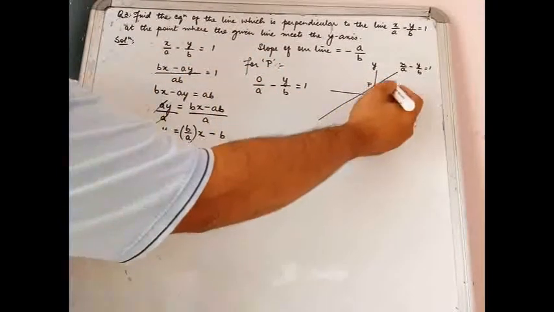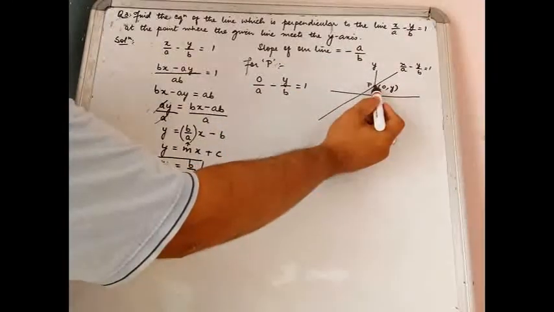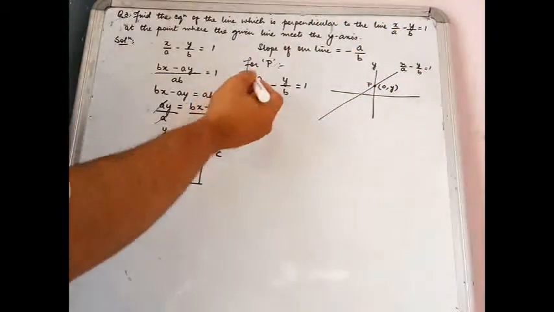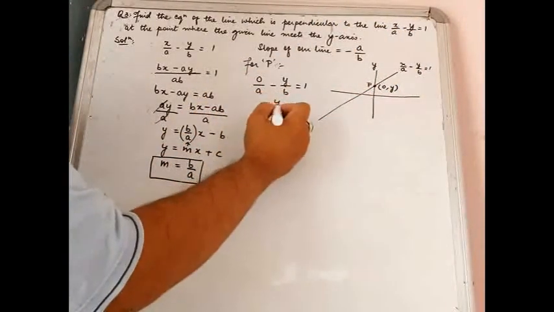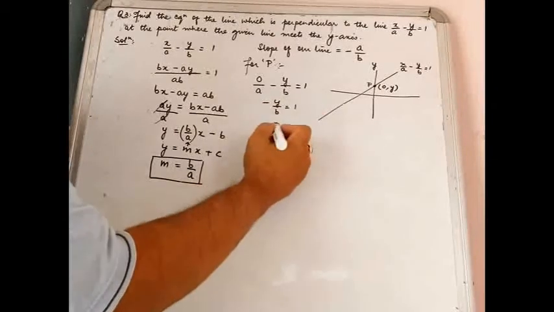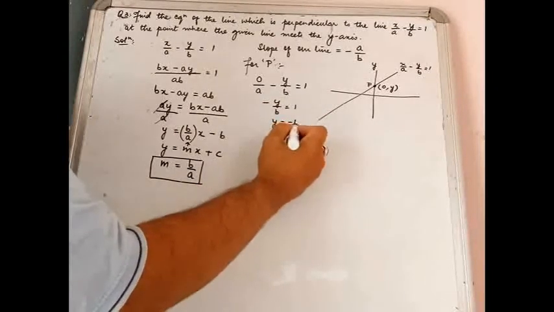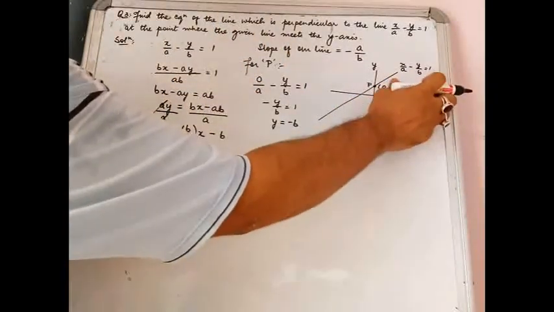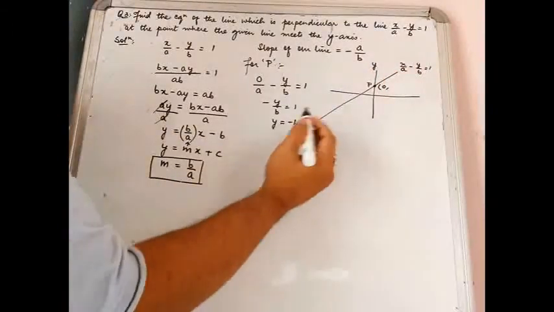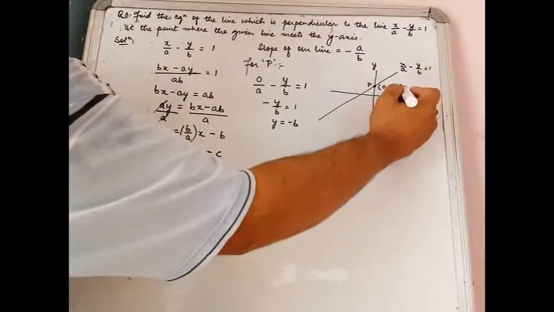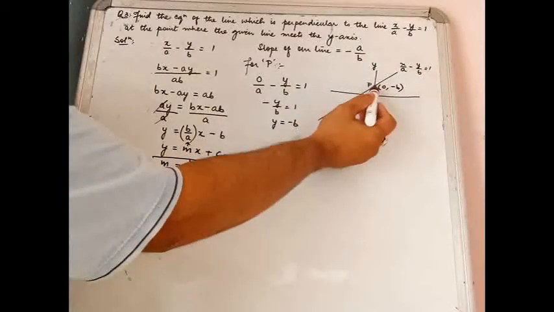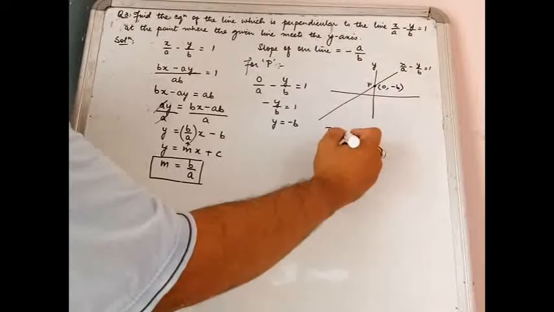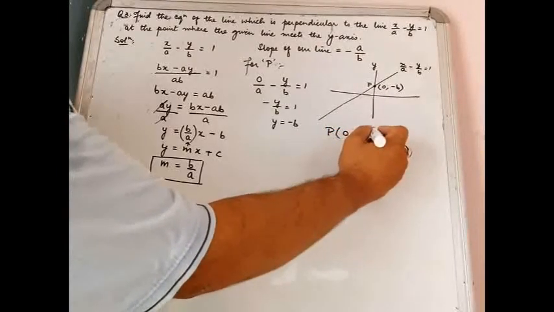Why have I put 0 in place of x? Because this point is obviously lying on the line, so it must satisfy the line. So 0 upon a is 0, and you get minus y upon b equal to 1. That means y becomes minus b. So this point, instead of 0 comma y, I know the value of y now. y has come out to be minus b. So let me write down, point P is 0 comma minus b.